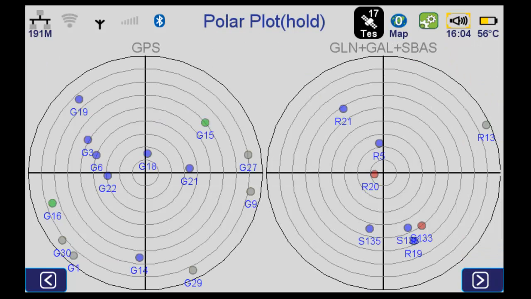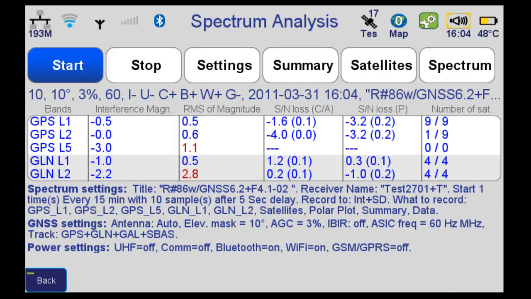The polar plots of satellites are similarly color-coded, so we can see if a satellite is behind an obstacle or not. So there is so much data to deal with. We summarize all these numbers in the Triumph VS summary spectrum analysis screen.